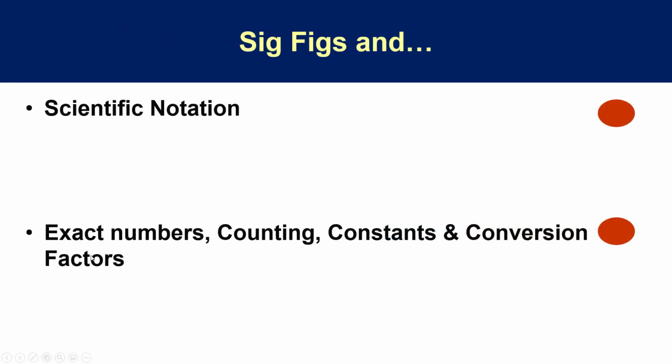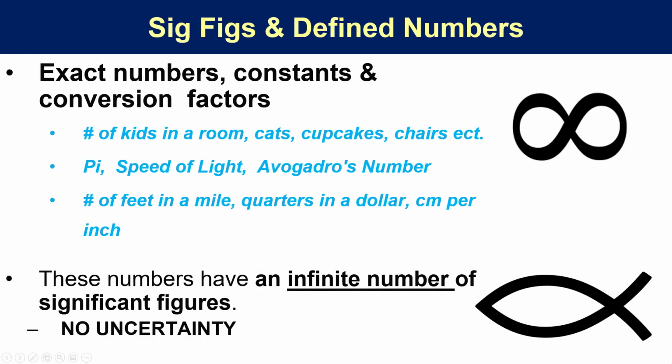Moving on, we're going to now talk about exact numbers, when you count things, constants, and conversion factors. The rule for significant figures is that anytime you have these exact numbers, any constants, conversion factors, they are all considered significant. And I'll tell you a little bit more.